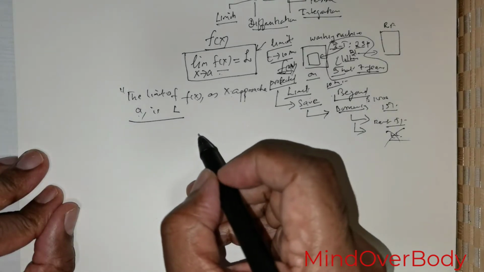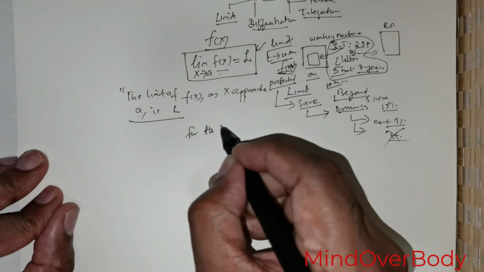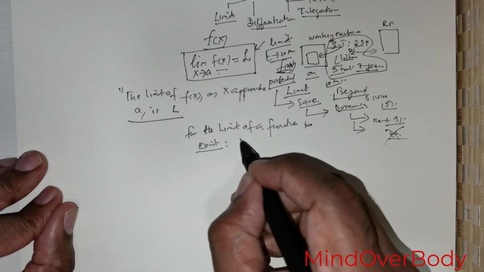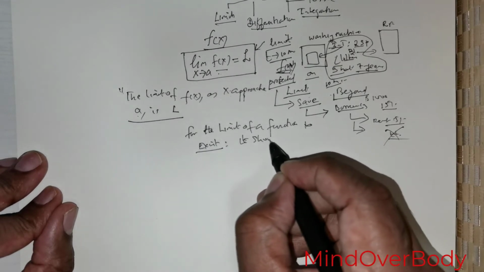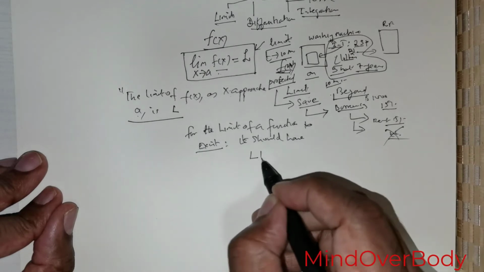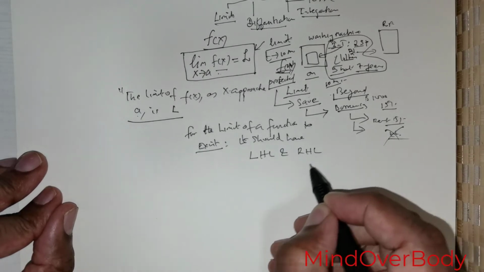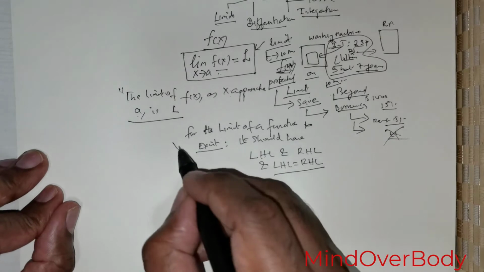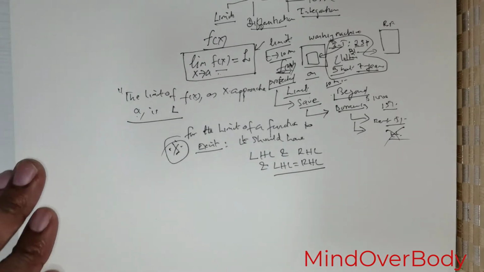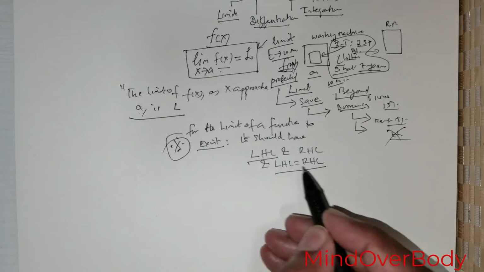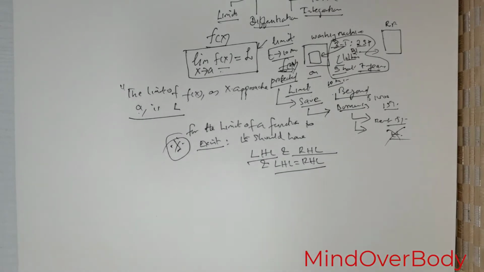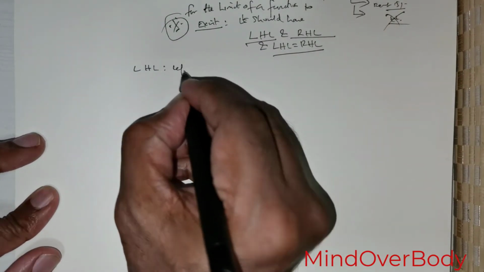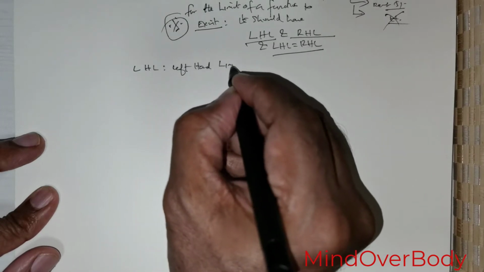Now, having mentioned this, for the limit of a function to exist, it should have the left hand limit and the right hand limit, and the left hand limit should be equal to the right hand limit. So this is a very important requirement. Now I'm going to explain to you what exactly is the meaning of left hand limit and what exactly is the meaning of right hand limit. Now we start off with left hand limit. Let me write that down. Left hand limit.